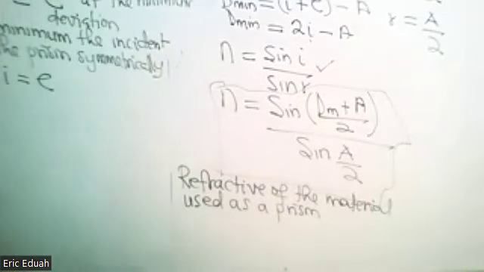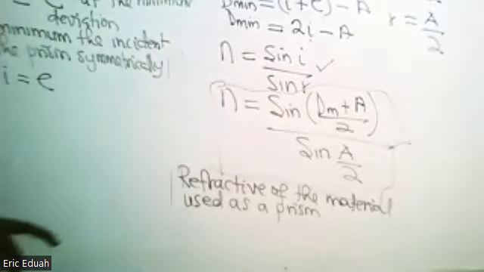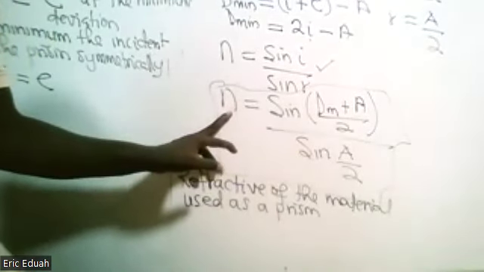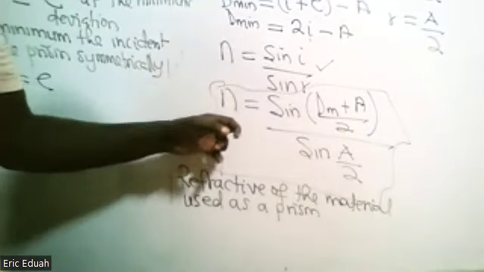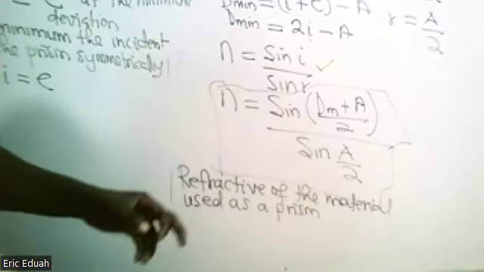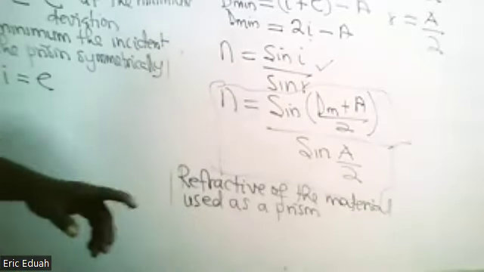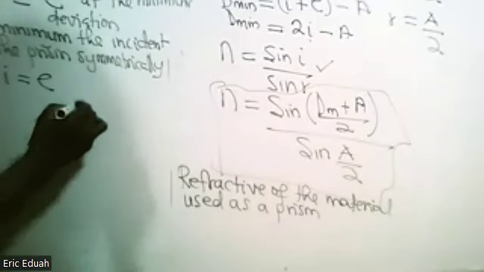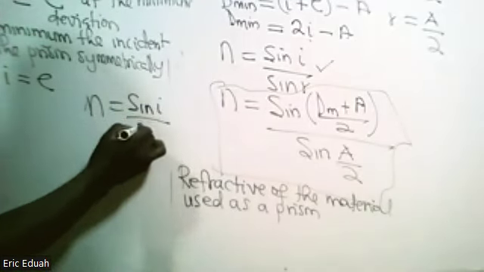So whatever we get, if the prism is made of glass, then n here is the refractive index of the glass. If the prism is made of plastic, n becomes the refractive index of the plastic. But please, this is not different from using Snell's law, sine i on sine r.